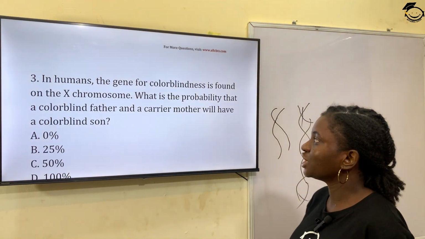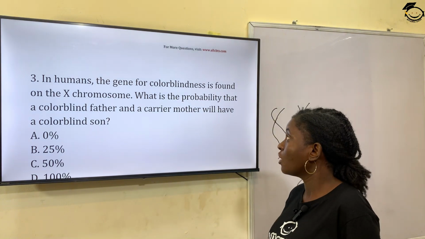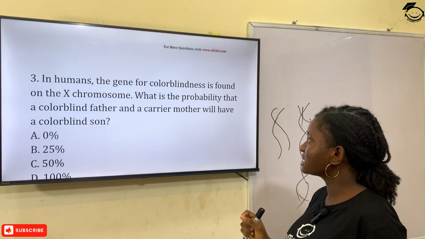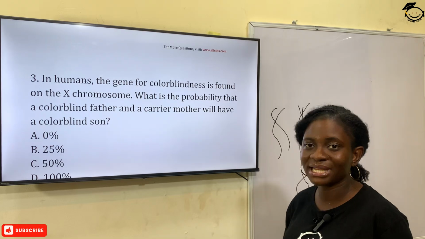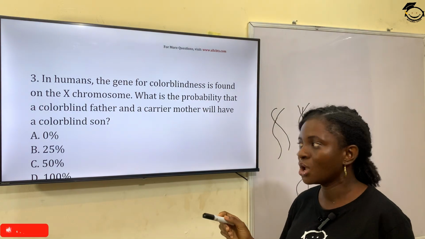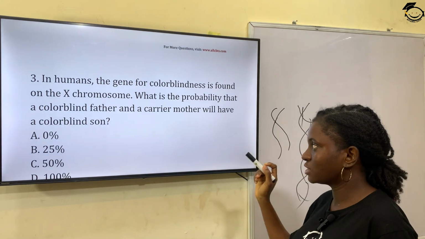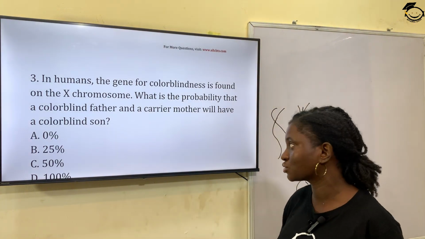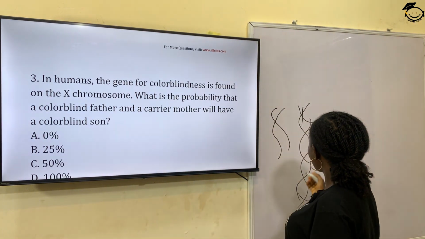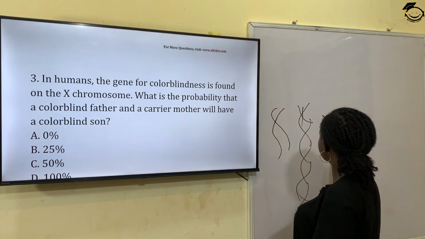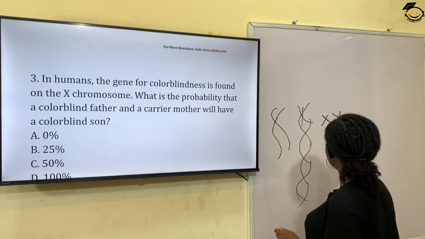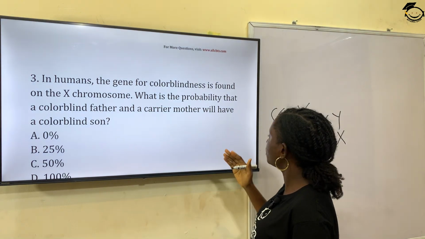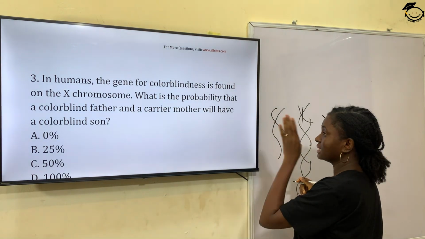Question 3. In humans, the gene for color blindness is found on the X chromosome. What is the probability that a colorblind father and a carrier mother will have a colorblind son? So it's already stated that the gene for color blindness is found on the X chromosome. Males carry X and Y chromosomes, while females carry two X chromosomes. So the color blindness is found on the X chromosome.